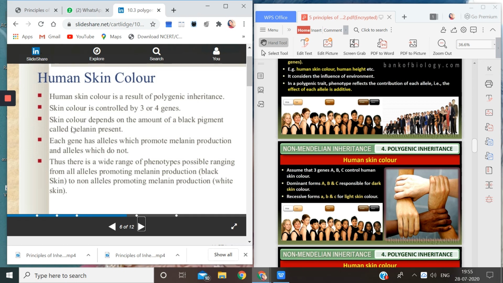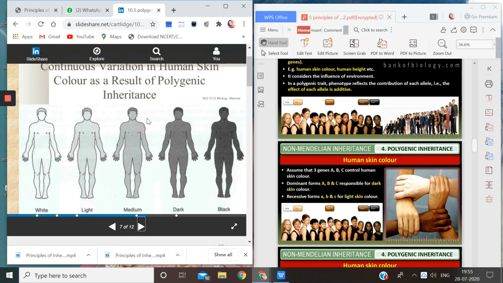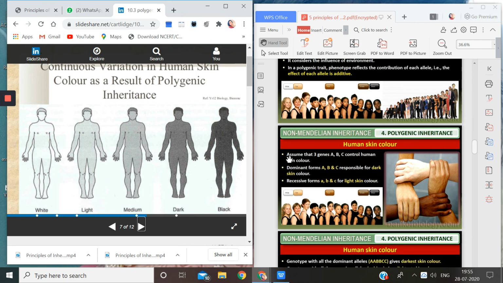This is polygenic inheritance, an example of skin color. Okay, as I show you here, you see, they also took the same example as I was doing. I had not seen this earlier, but they also took the same example.